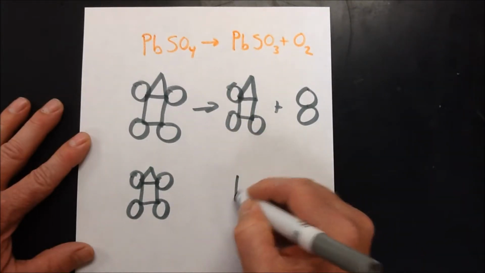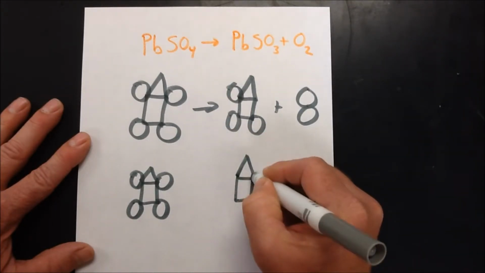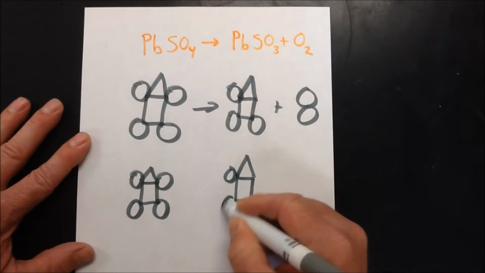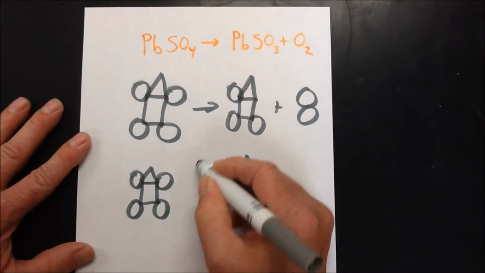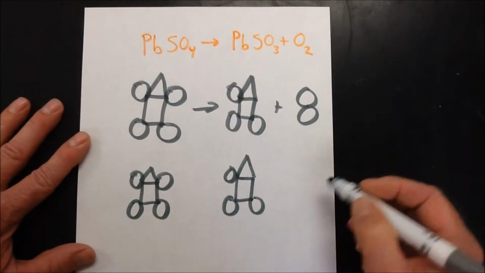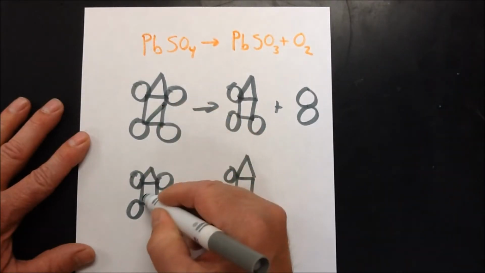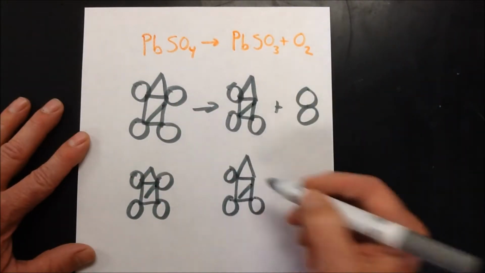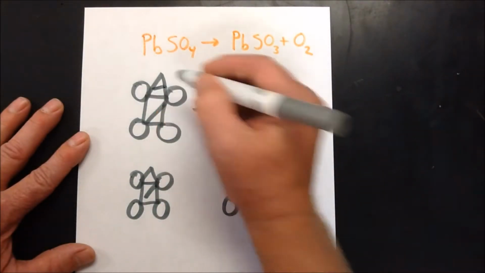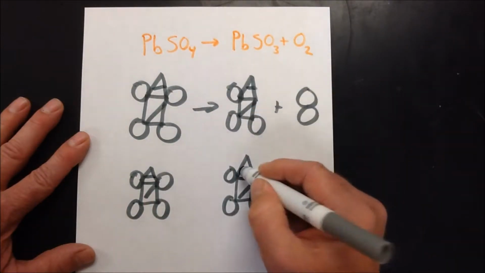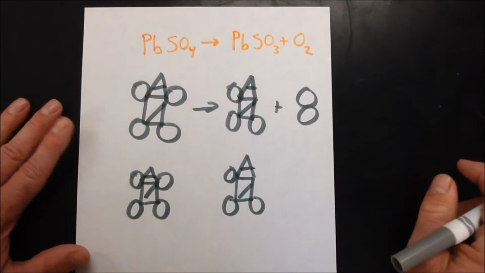So I'm going to draw another one of these PbSO3s. So now as I look at this, I can see 1, 2 squares, 1, 2 squares. I've got the triangle, triangle, triangle, triangle. So the squares and triangles are good.